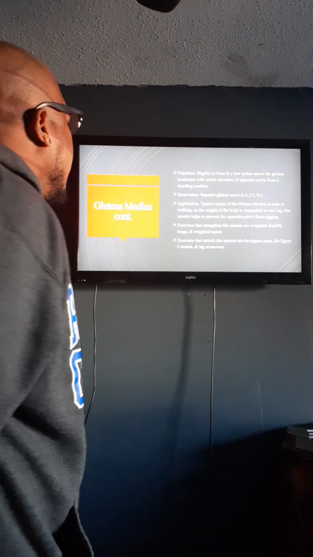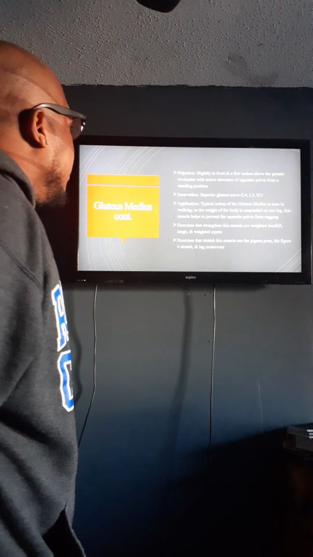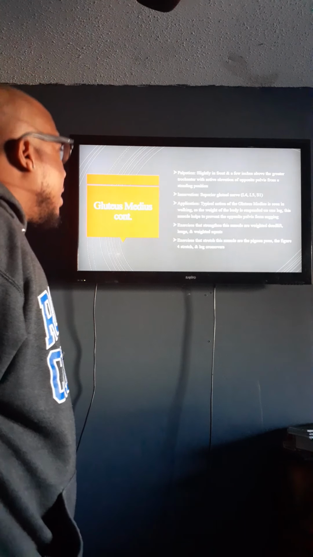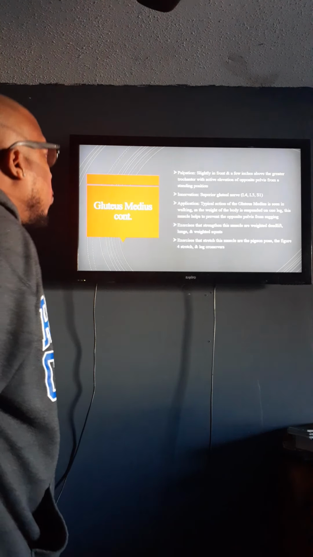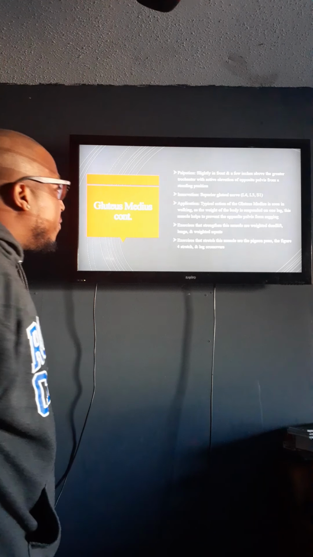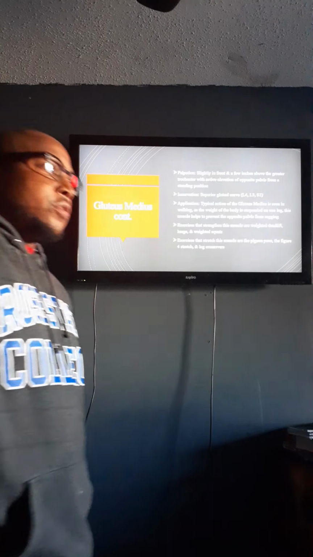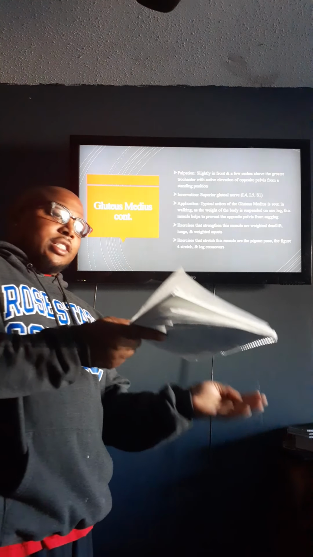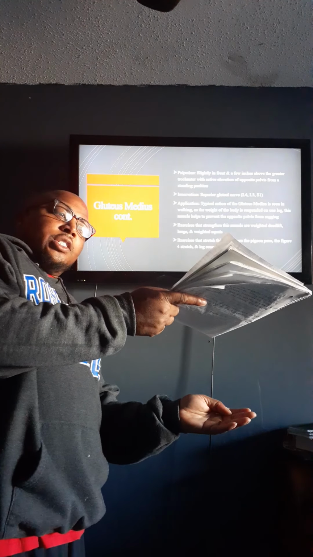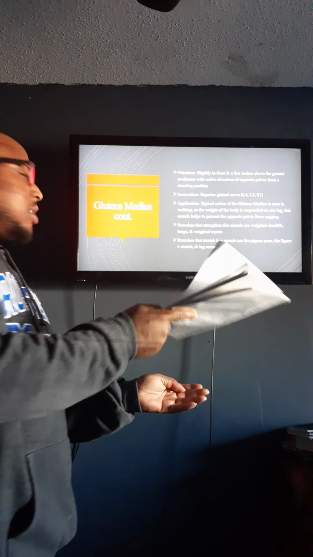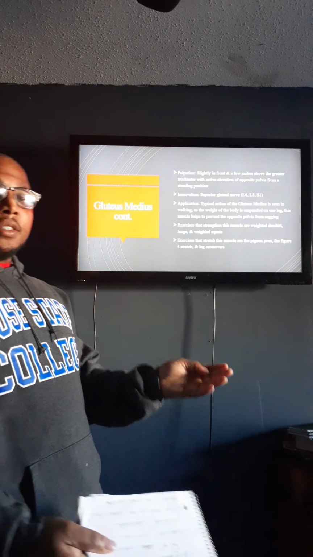Application. Typical action of the gluteus medius is seen in walking. As the weight of the body is suspended on one leg, this helps the muscle to prevent the opposite pelvis from sagging. So, when you take that step, it supports it. But if this was out of commission, it would just basically sag.